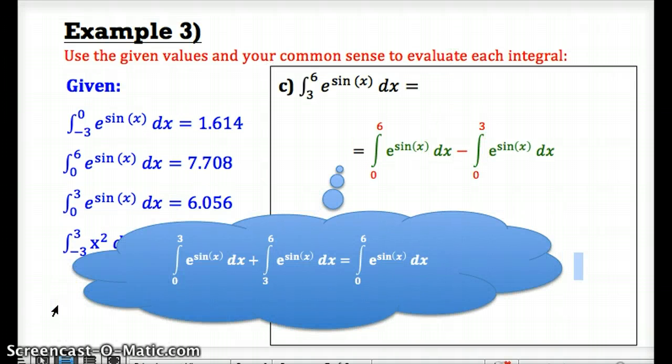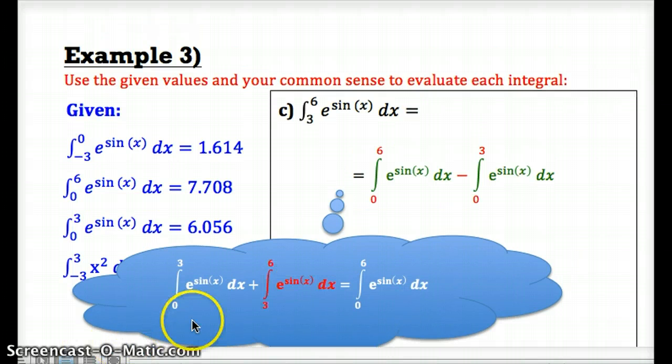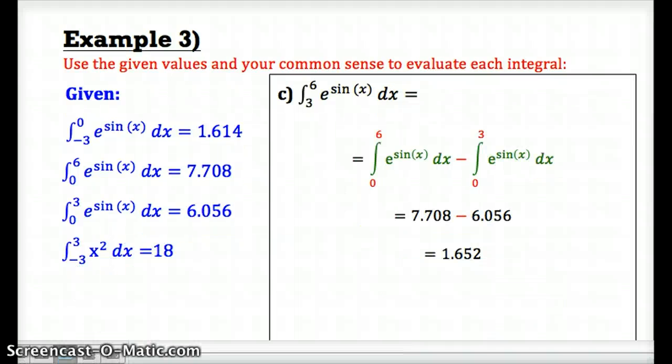The additivity property of integrals tells us that the integral from 0 to 3 plus the integral from 3 to 6 is going to equal the integral from 0 to 6, all of the same function. So if I really want to find the integral from 3 to 6, all I need to do is subtract the integral from 0 to 3 on both sides. And when you subtract this over, we get exactly the equation that I have written right here. Convinced? So from there, we just subtract the area under the larger region minus the area under the first section, and we should end up with the area from 3 to 6.